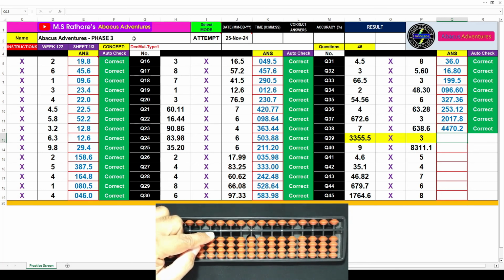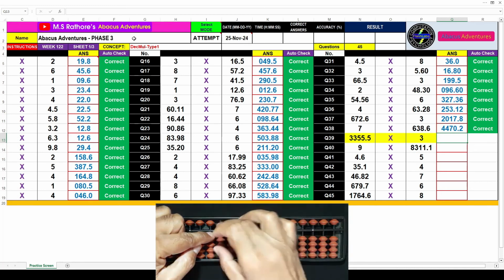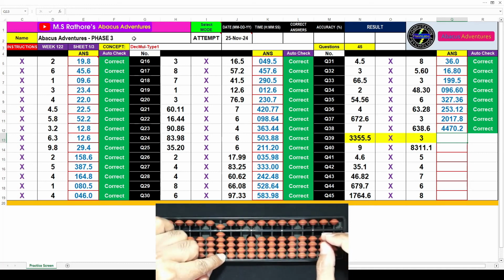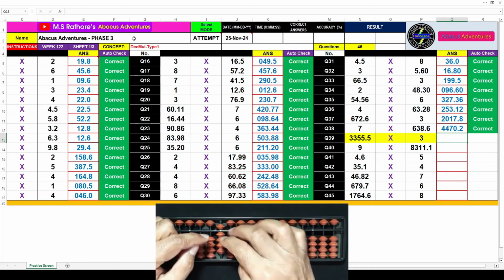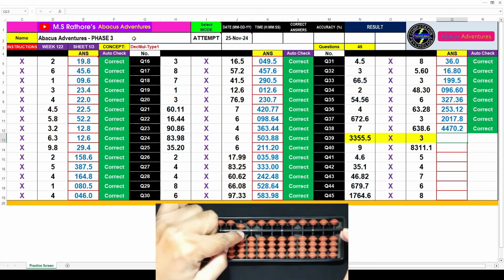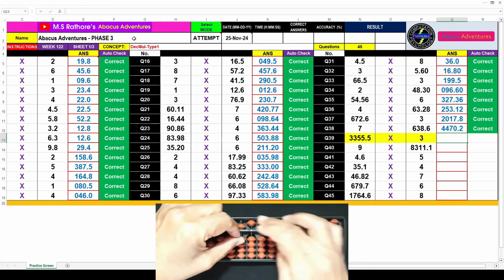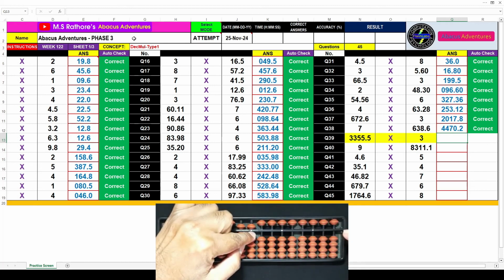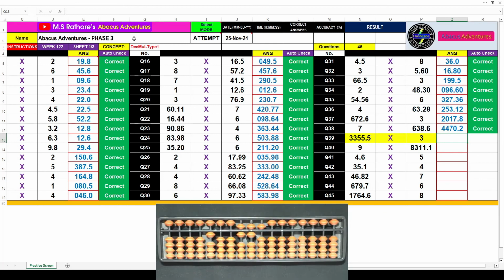From right to left it is 3 3s are 0 9, shifted, 3 3s are 0 9, shifted, 3 5s are 15, shifted, 3 5s are 15, shifted, and finally 3 5s are 15. So the answer, which has to be read from rod number 5, is 10,066.5.